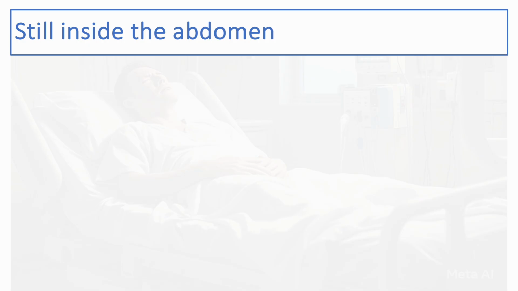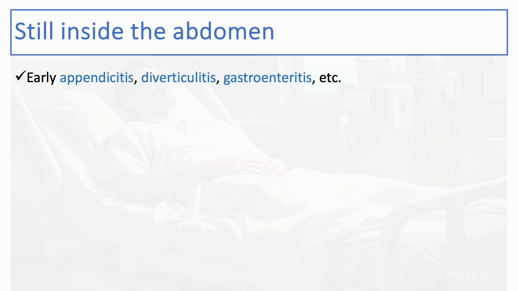The first category, and probably the most common cause of abdominal pain when imaging is not conclusive, is that the pathology most likely still lies inside the abdomen. Some of these possibilities include early pathology like early appendicitis, diverticulitis, or gastroenteritis that is still not very clearly shown in imaging, or imaging might suggest possible inflammatory markers or signs in the report.